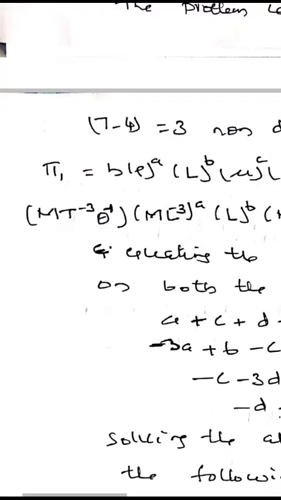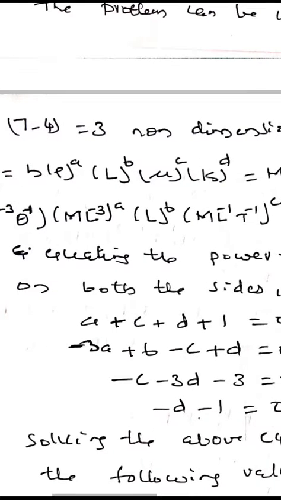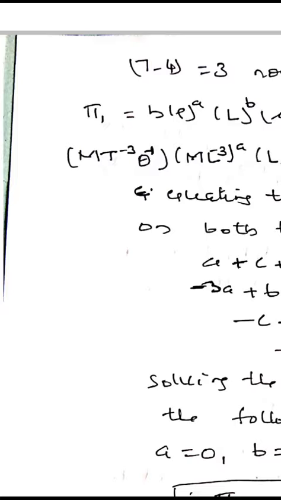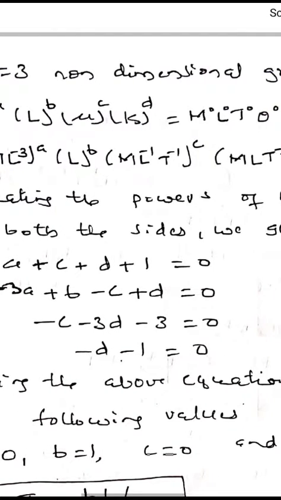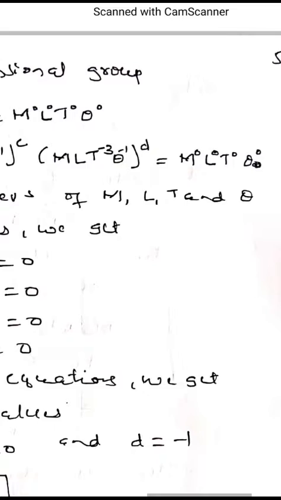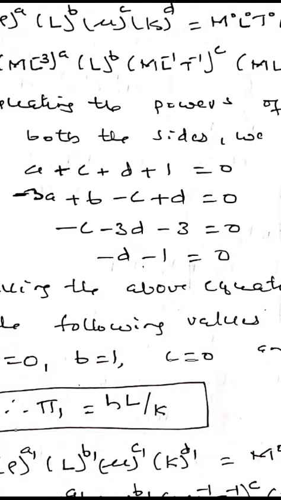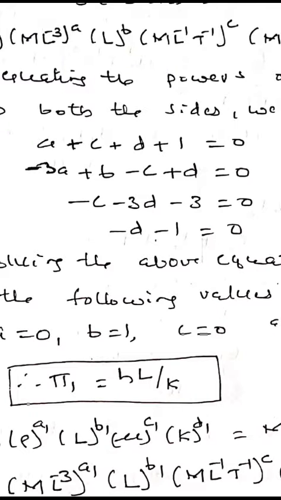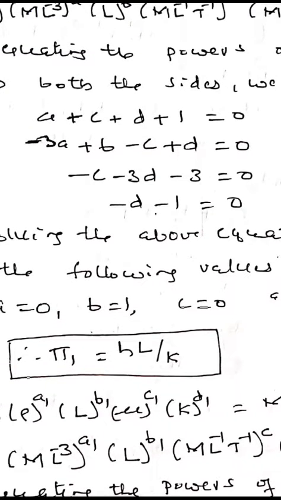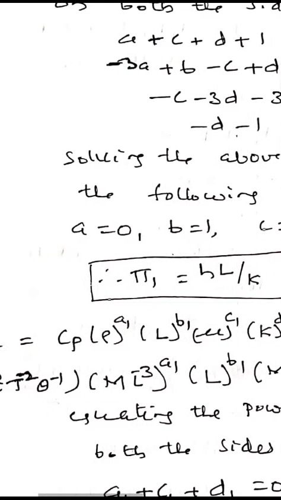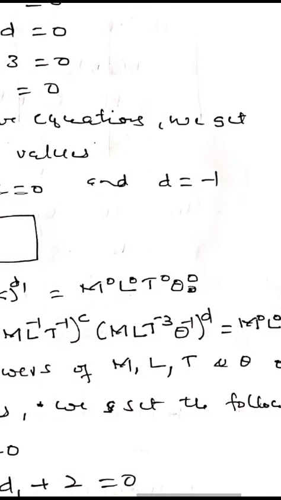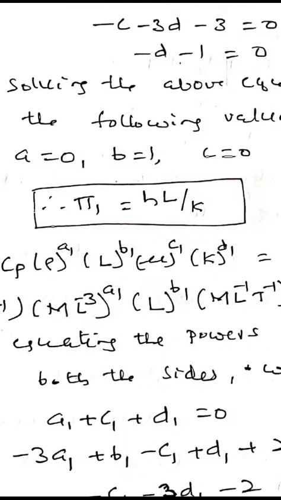Then pi 1 equal to h rho raised to a, L raised to b, mu raised to c, K raised to d is equal to M0 L0 T0 theta 0. Putting the dimensions of h, rho, L, mu, K and equating to 0, we get these equations: a plus c plus d plus 1 equal to 0, minus 3a plus b minus 3 minus c plus d equal to 0, minus c minus 3d minus 3 equal to 0, minus d minus 1 equal to 0. Solving the above 4 equations, we get a equal to 0, b equal to 1, c equal to 0 and d equal to minus 1. Then pi 1 equal to hL by K.